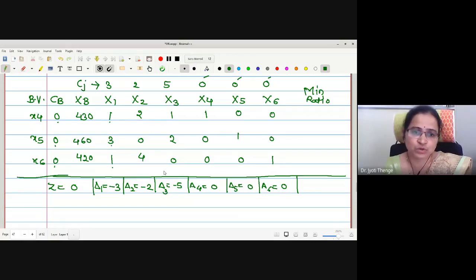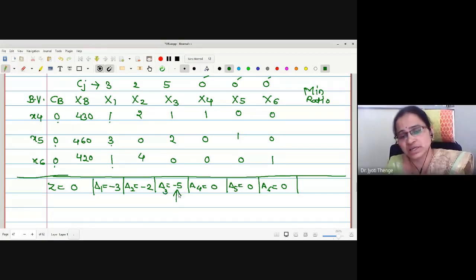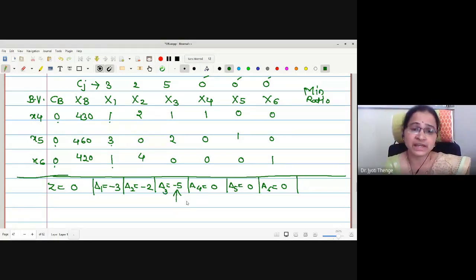Which is the most negative value here? Delta 3, -5. Therefore, this variable, x3, is going to enter the basis.